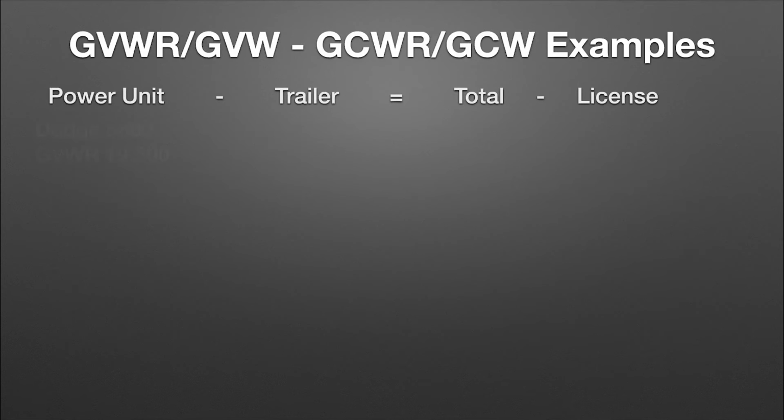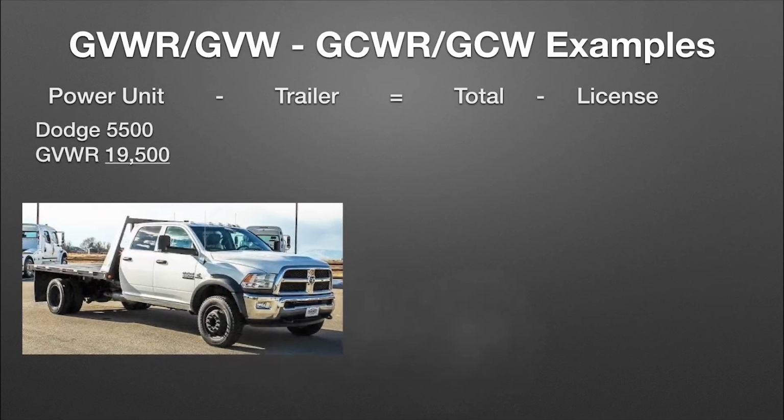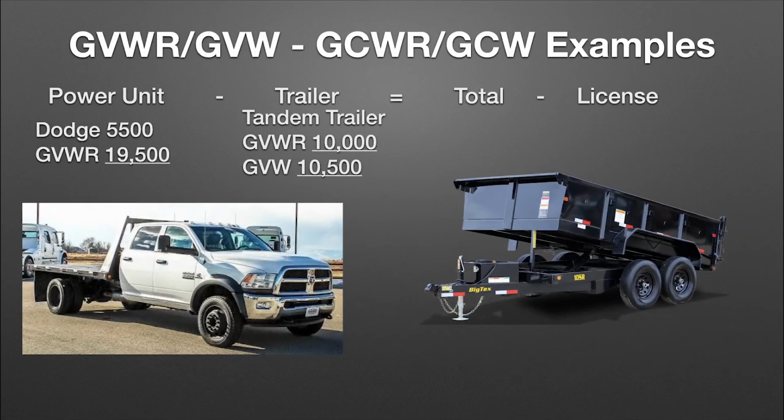Now, let's show that to you in an example. Back to that 5,500 with a 19,500 pound gross vehicle weight rating. He's pulling that 10,000 pound gross vehicle weight rated trailer, but he loaded it a little bit heavy at 10,500 pounds. Remember before he was at 29,500. Now he is at 30,000 pounds.